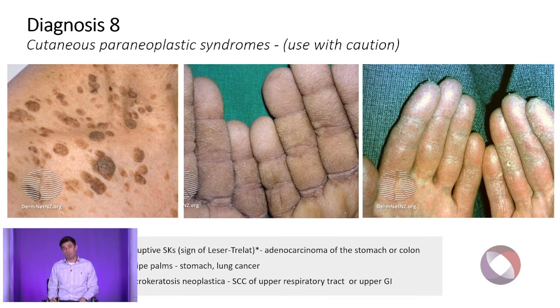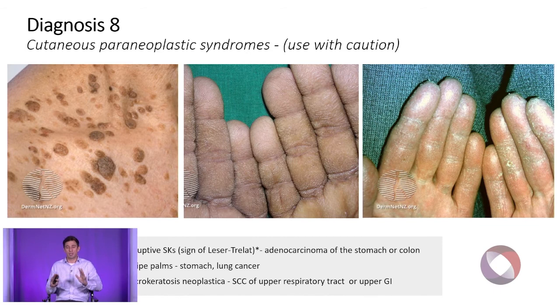Tripe palms, that middle picture, is where you get sort of the accentuation of the fingerprints and they get thick. What is tripe? Tripe is a term that describes the inner lining of a cow's stomach, and supposedly that's what a cow's stomach looks like. Tripe palms, just their fingerprints get bigger. Just remember that, associated with stomach and lung cancer. And then this last one, all the way on the right, acrokeratosis neoplastica, also known as Bazex syndrome, where you get something in the respiratory tract or upper GI, you get this paraneoplastic syndrome.